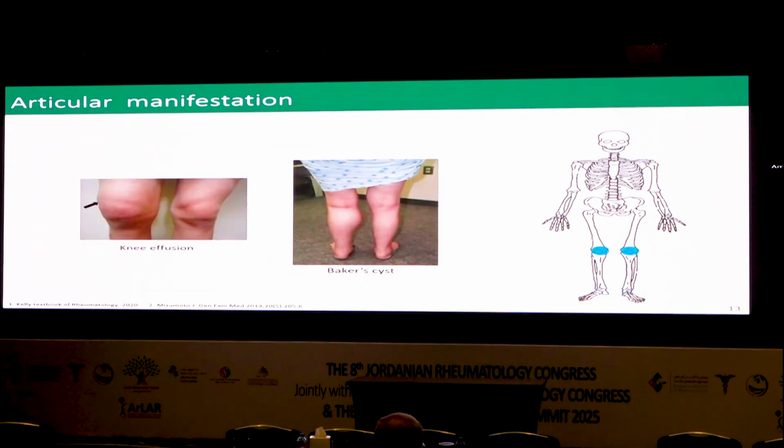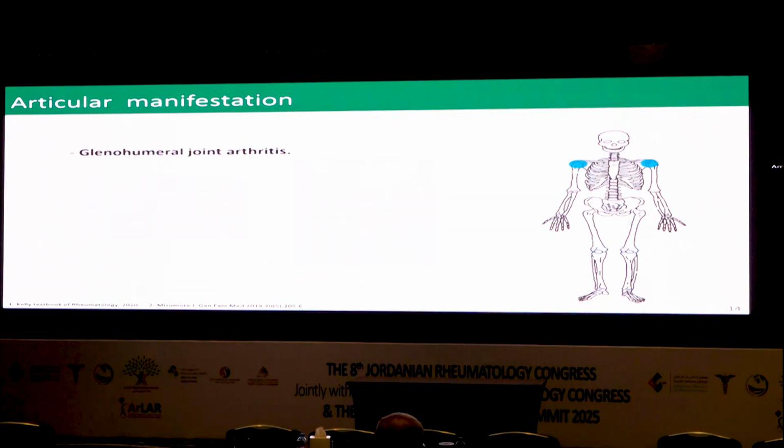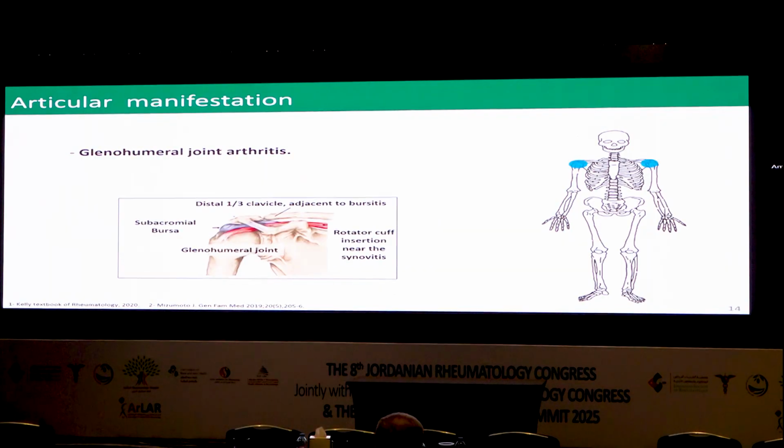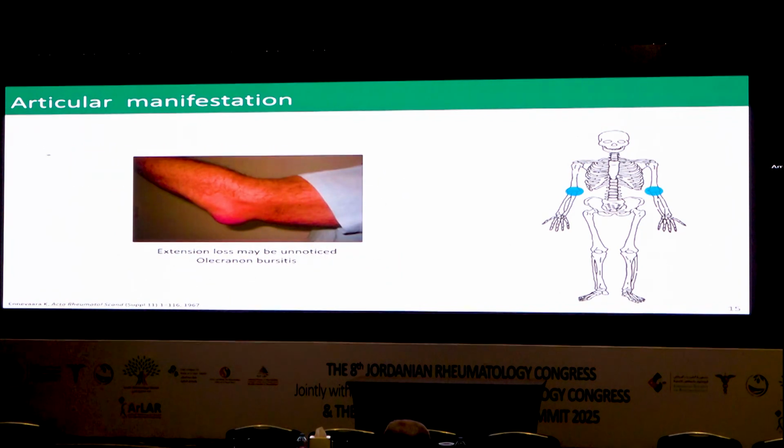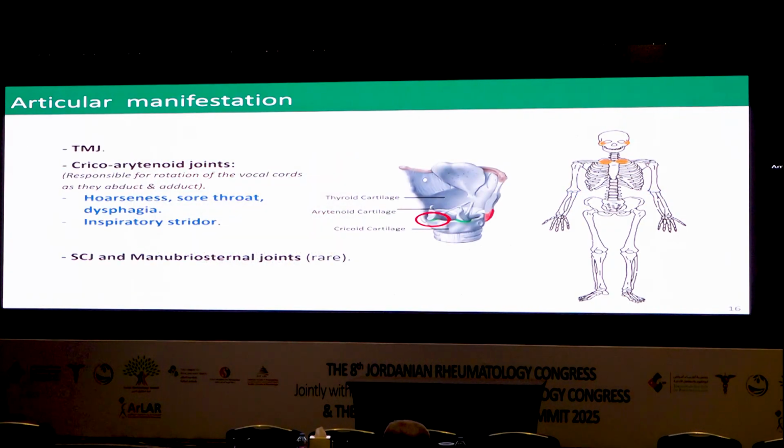Knees are usually affected by knee effusion and Baker's cyst. Glenohumeral joint arthritis with rotator cuff tendinopathy leads to superior migration of the humeral head. The elbows may show difficulty in extension or loss of extension, and the temporomandibular joint may be involved. The cricoarytenoid joint, which is responsible for the rotation of the vocal cords, may be involved, leading to hoarseness of voice, sore throat, dysphagia, and inspiratory stridor. Sternoclavicular or manubriosternal joint affection is very rare.